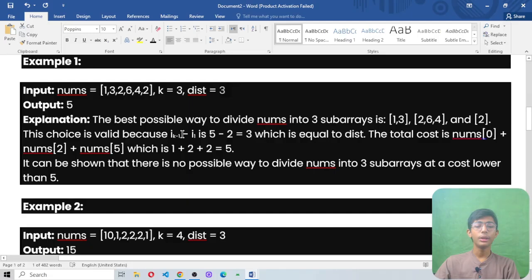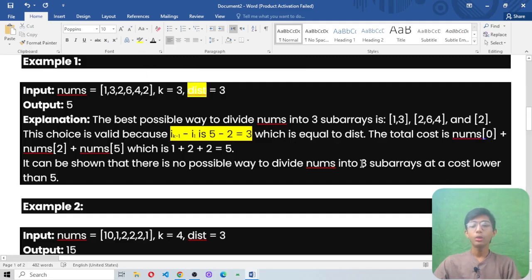The best possible way to divide nums into 3 subarrays is 1, then 3 2, then 6 4 and 2. This choice is valid because of this formula, which is equal to dist. The total cost is nums[0] plus nums[2] plus nums[5], which is 1 plus 2 plus 2 equals 5. It can be shown that there is no possible way to divide nums into 3 subarrays at a cost lower than 5.